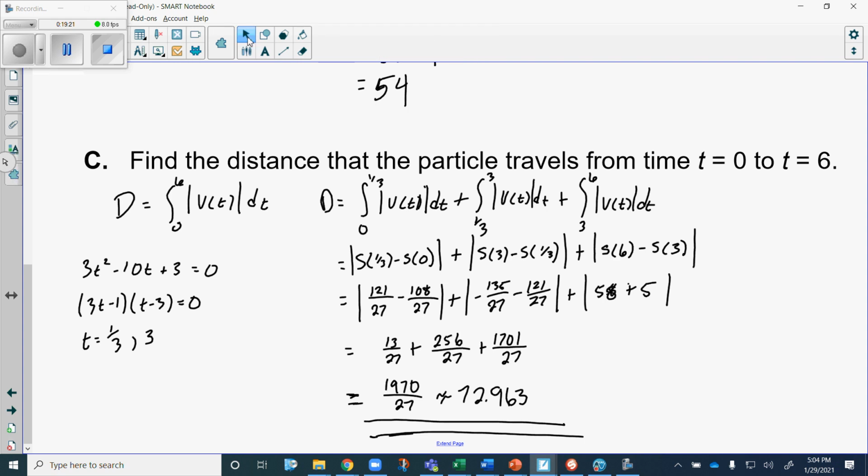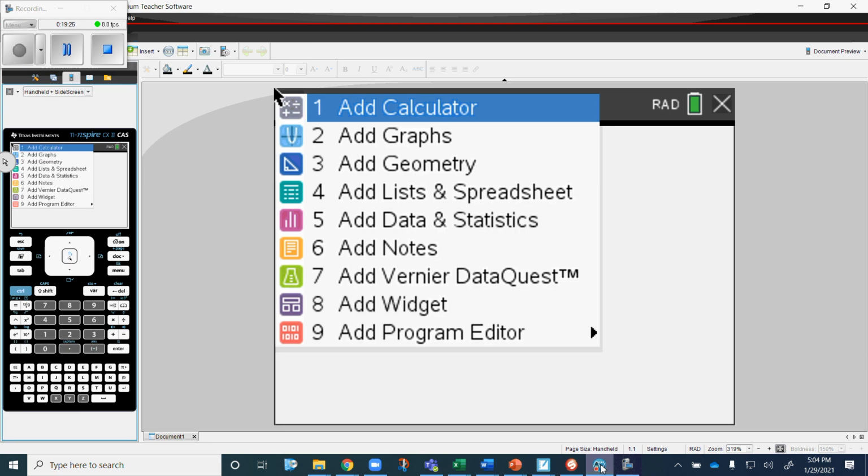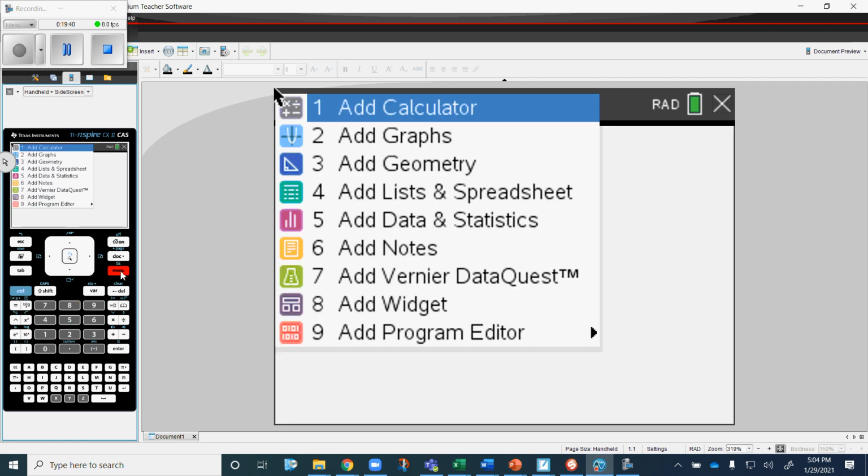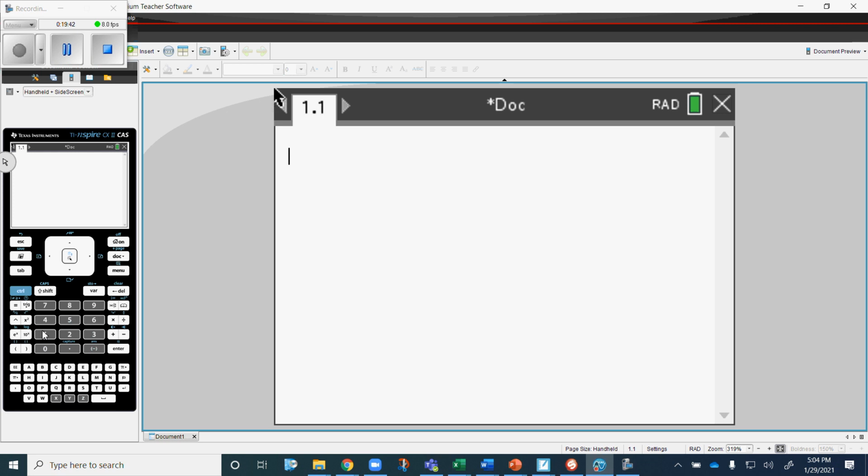Now this is where, if you're fortunate enough to have one, you might want to go to a calculator and type this in, at the very least to double check it. Okay, let's see. So we need to get some calculator here going. Menu, add a calculator. Okay, so here we go.